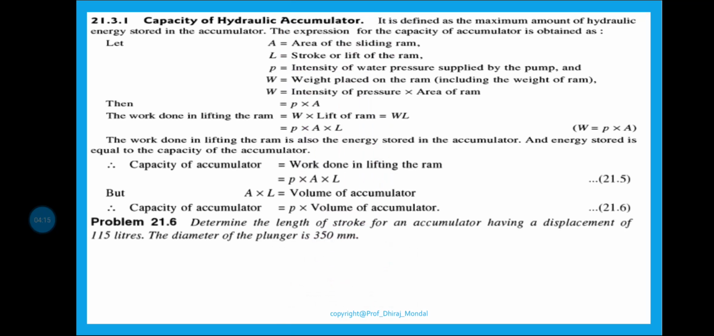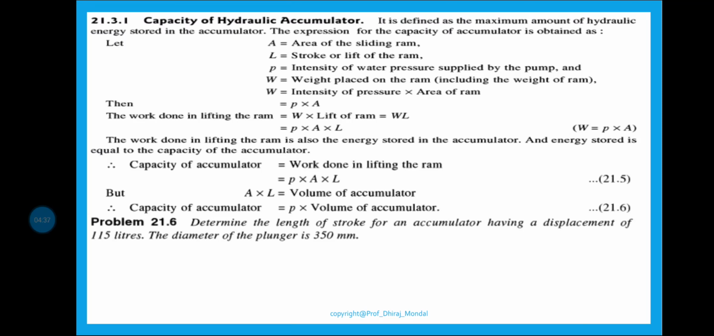I think it is clear. Basically it is used for lifts and cranes. In a crane you can see a particular object moving up or down or rotating like this. With the help of this hydraulic accumulator you can easily carry out this process.